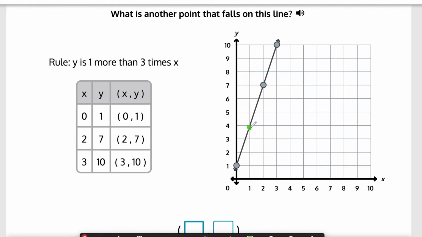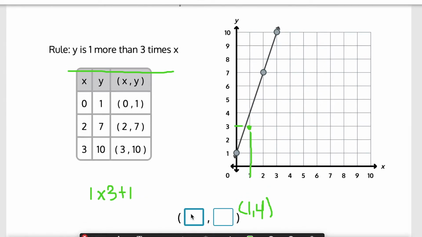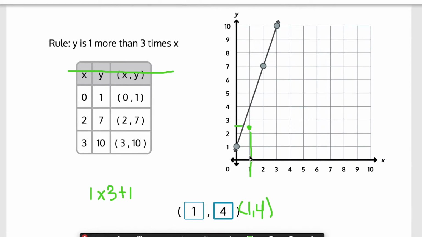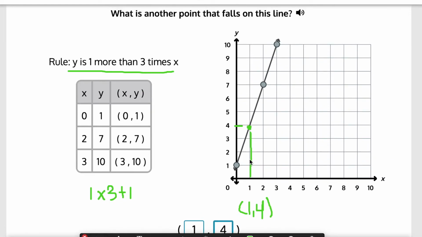And let me try out the x and y coordinates and see if it follows the rule. So here the x coordinate is 1 and the y coordinate is 4. Let me see if that follows the rule. Well, 1 times 3 is 3, plus 1 is 4. So that does work. I'm going to put 1, 4. But notice how I used the line itself to help me solve and found where a point was on the line and then tried out the rule with its coordinates.